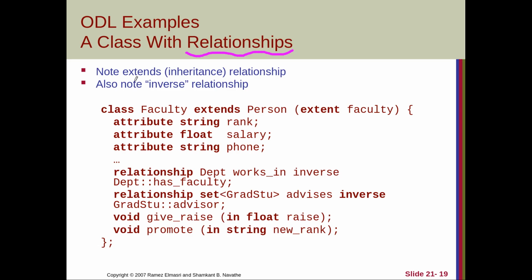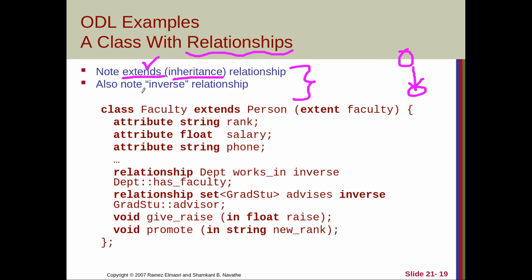Now we can see how we can specify the relationships. We can have two types of relationships that can be specified within a class. One is extends, that is by using an inheritance relationship. That means one class is inherited from another class. That can be specified by using the extends relationship method.